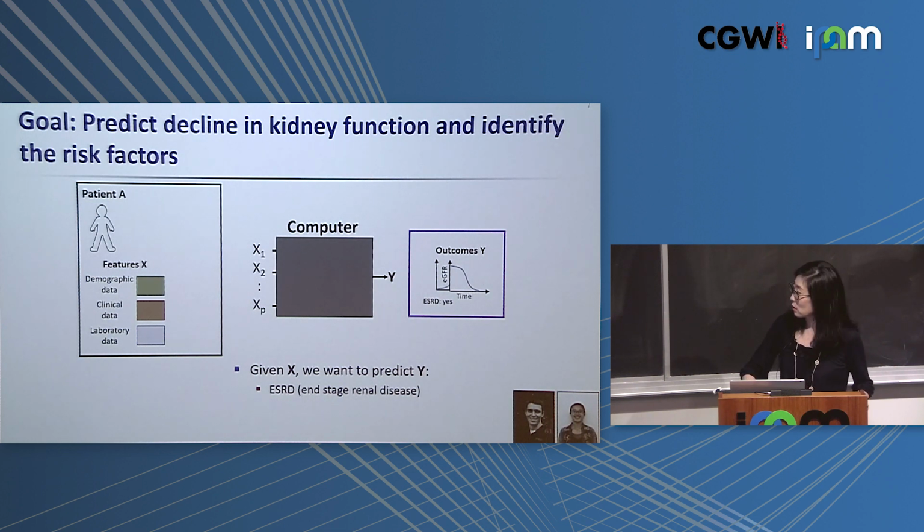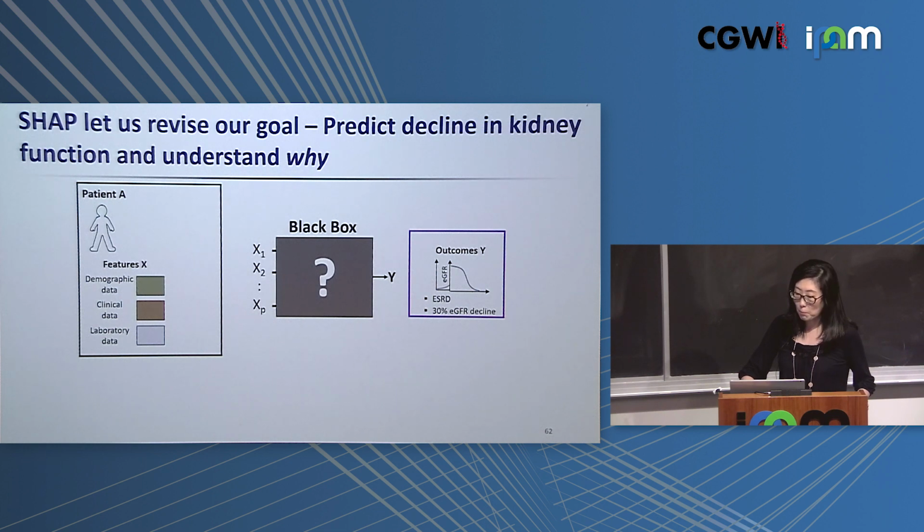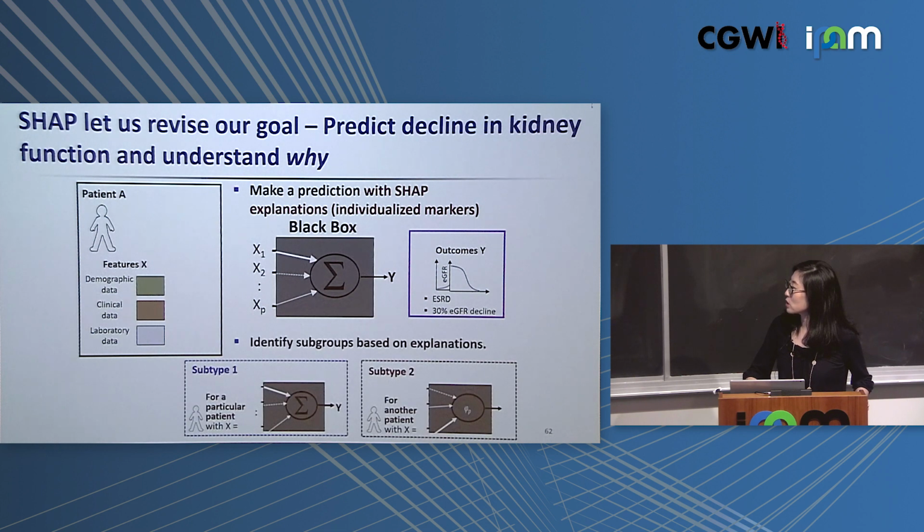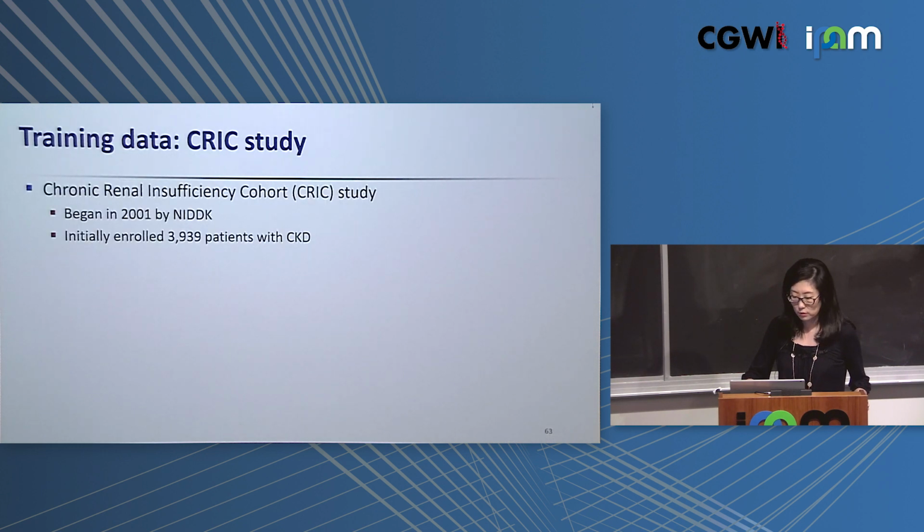Very bad condition. Okay, so if we use the SHAP method, we can revise our goal by making a prediction with explanations, which can be interpreted as individualized markers, and that way we can define a new disease classification system based on these explanations. People who have the same level of kidney failure risk can have different reasons, and they can be classified into different disease subtypes.